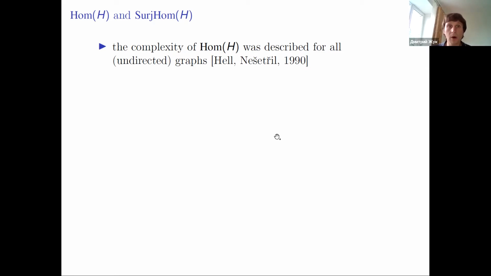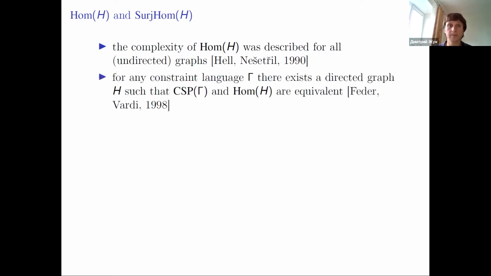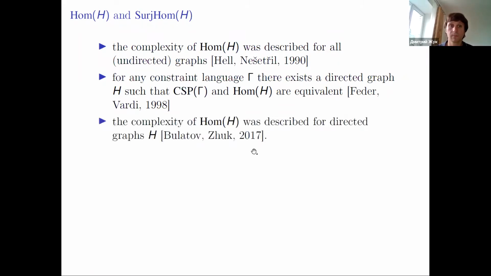Okay, so for undirected graphs, in 1990, the problem was solved. And what is also interesting, in 1998 it was proved that this graph homomorphism problem is as general as CSP. Because for every constant language gamma, we can find a graph, here a directed graph H, such that CSP over gamma is polynomially equivalent to homomorphism to H. And from our result from 2017, we know the complexity of this problem for every directed graph H.